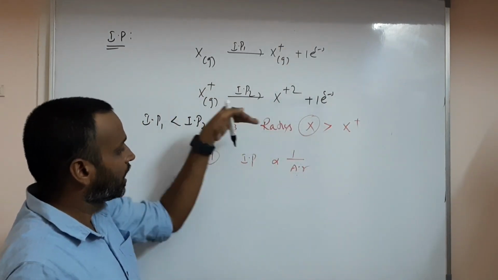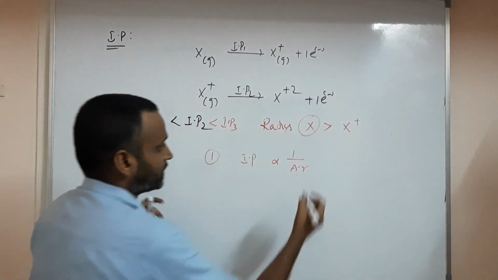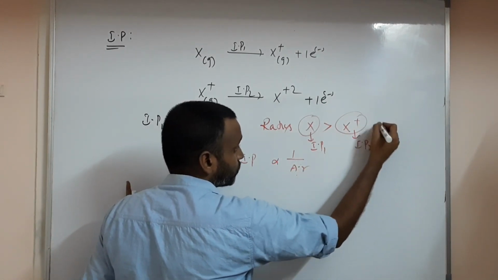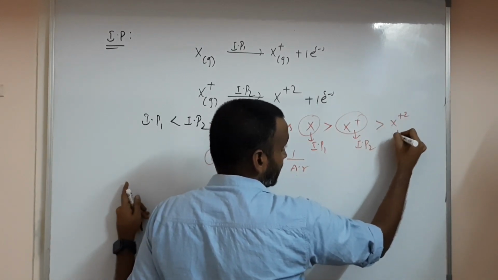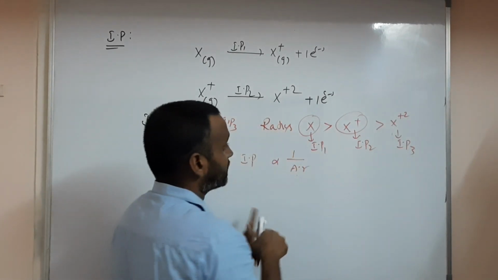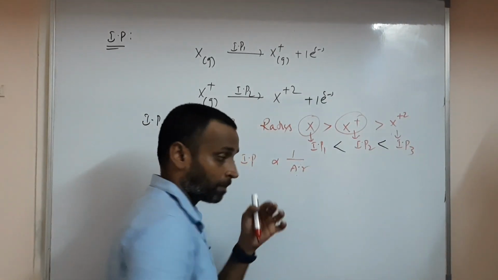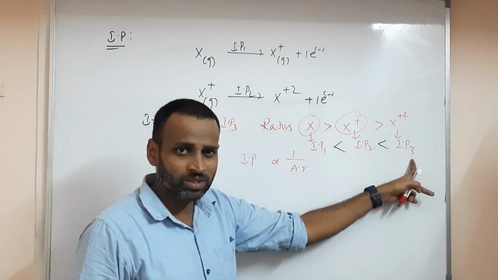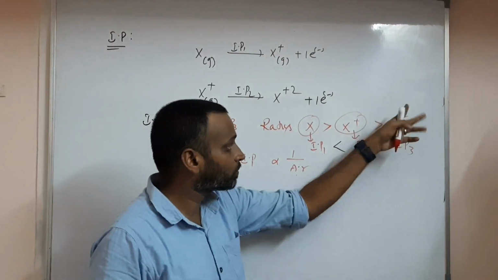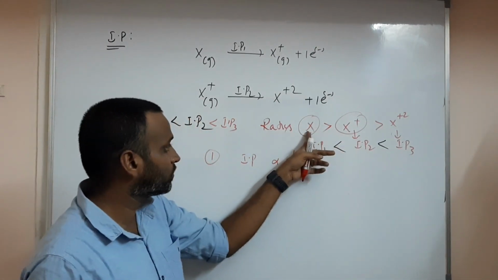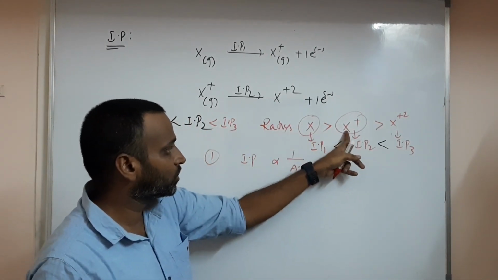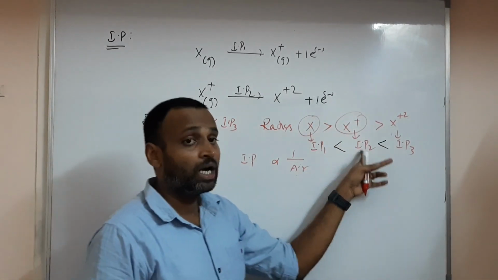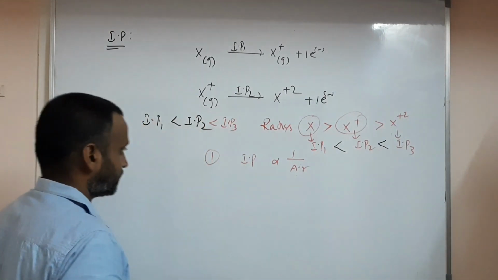If atomic radius is big, IP is less. For X, you have IP1. For X+, you have IP2. For X2+, you will have IP3. Size is like this, so IPs are like this. Few people will ask, sir, here 2+ is there, so is this IP2? No, from X2+ you are removing the third electron. One electron you remove from X, that is IP1. After one electron is removed, the second electron you remove, that is IP2. So after IP1, IP2 exists, after IP2, IP3 exists, like that.